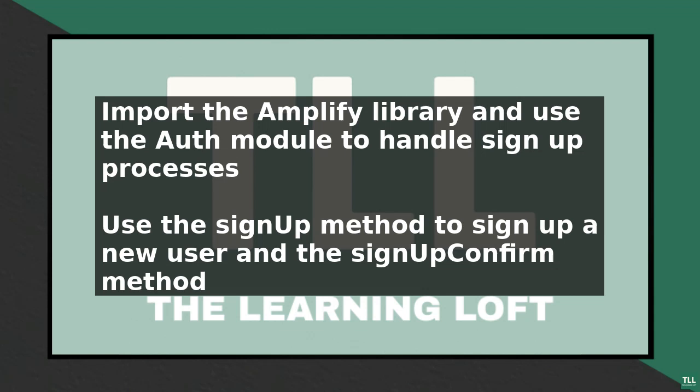Create a new user object with the user's username, password, and email address, and then pass this object to the sign-up method. To handle sign-up confirmation, you can use the sign-up confirm method and pass the user's username and confirmation code to the method. You can get the confirmation code from the user's email address.